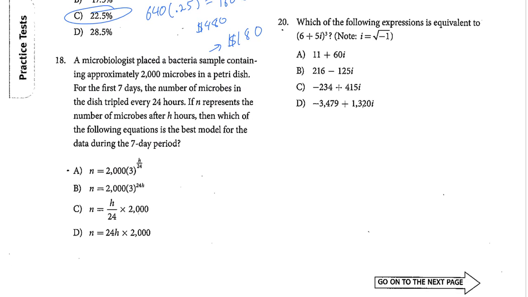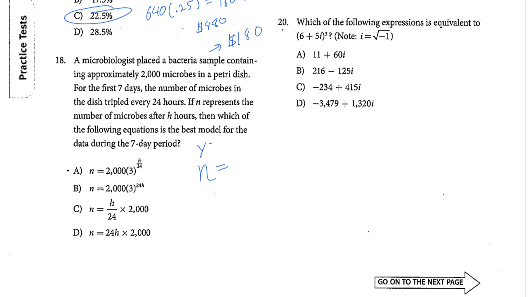Okay, so we have a microbiologist place a bacteria sample containing approximately 2,000, so that's like our starting value, in a petri dish. For the first 7 days, it tripled every 24 hours. We read some more, and it tells us about different variables. So n represents the number of microbes, right? Now, if we think about this, we can see these are written as kind of exponential. So whenever we have something doubling, tripling, quadrupling, or halving, thirding, quartering, we think of that exponential growth equation.